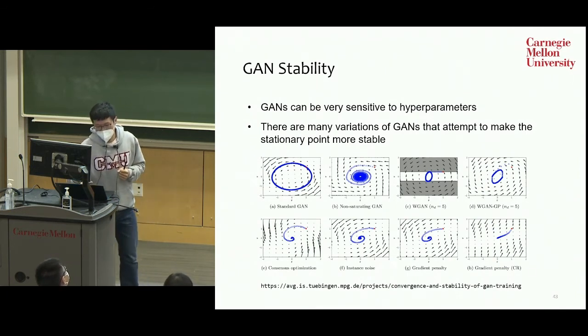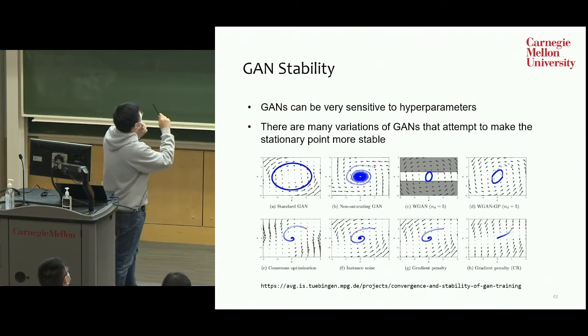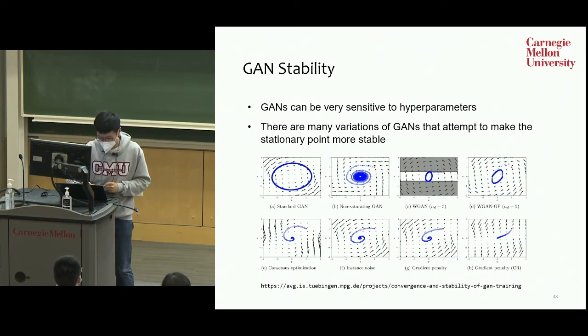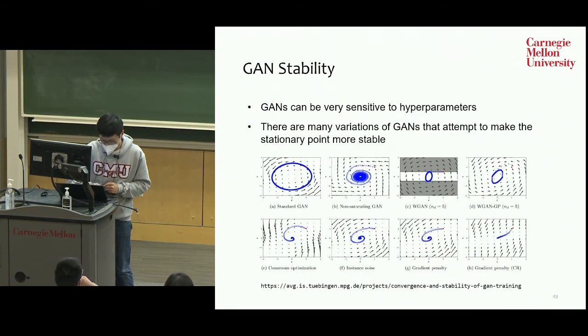There are many variations of GAN that attempt to make the stationary points more stable. So here are some of them. For example, picture A shows the gradient descent paths during the optimization process. For standard GAN, it looks like sometimes it does not go to the optimum at all. It simply oscillates in a big circle around the optimum.